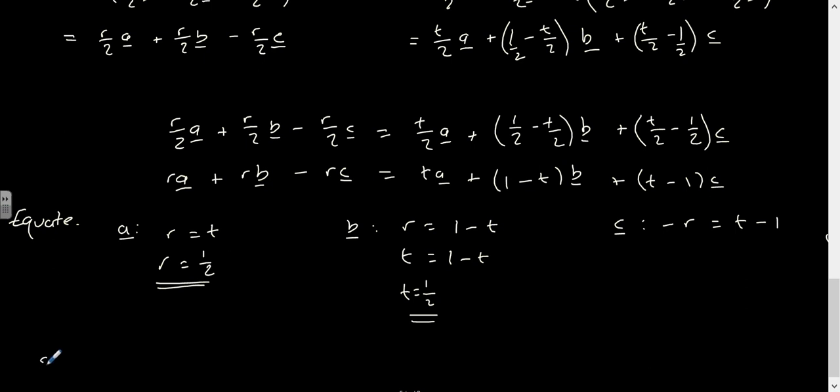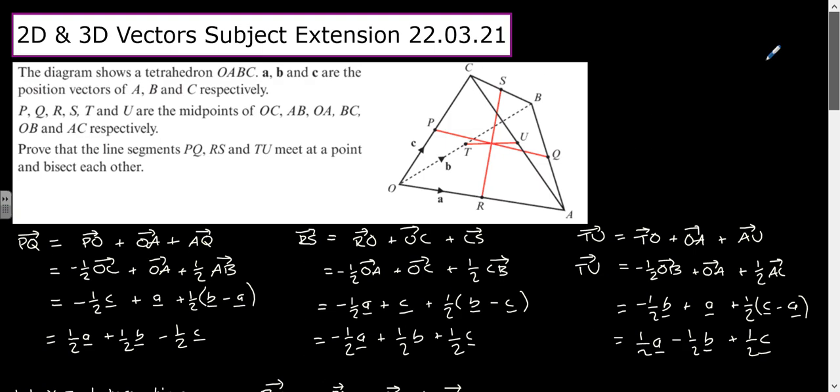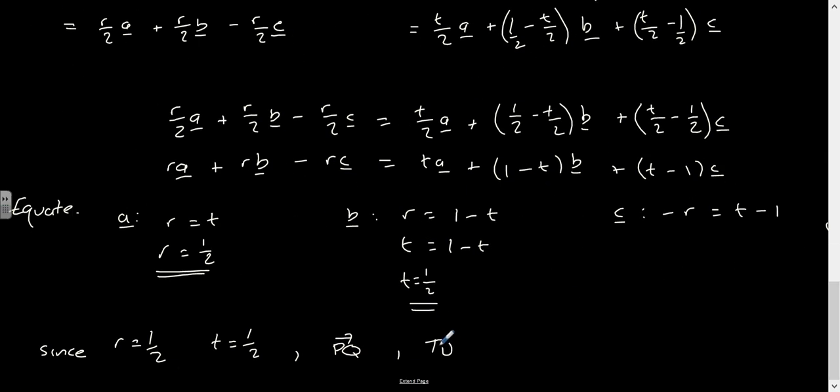Okay. So since R is a half here and T is a half, then the two vectors we're interested in, PQ and TU, bisect each other. And by proving that PQ and TU bisect and that PQ and RS bisect, we've proven that all three bisect.